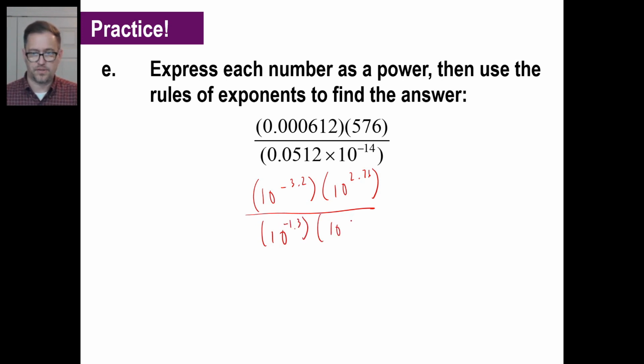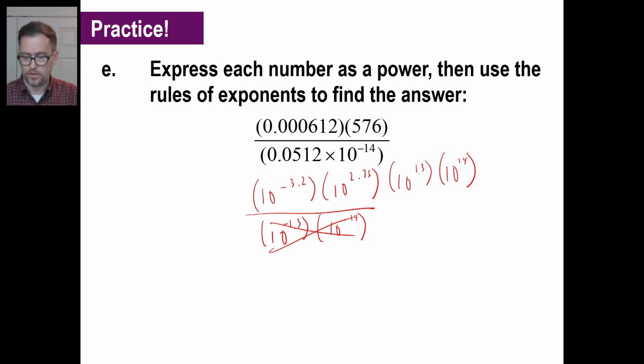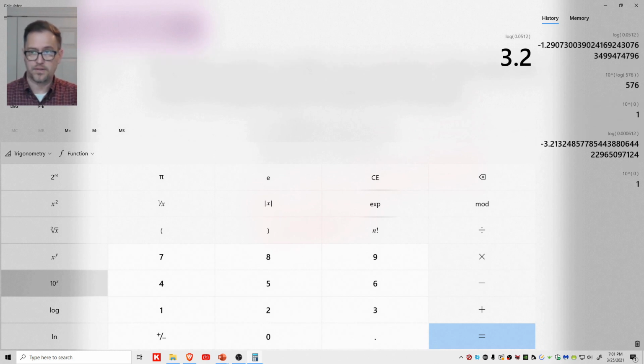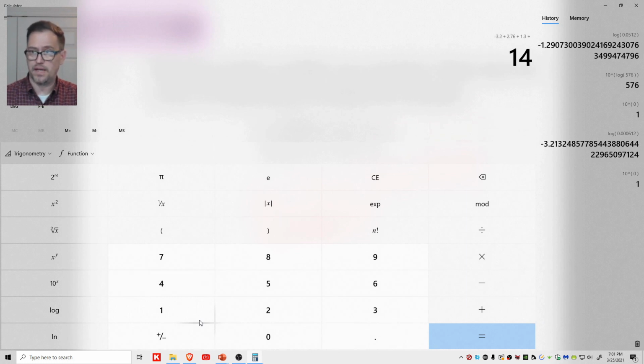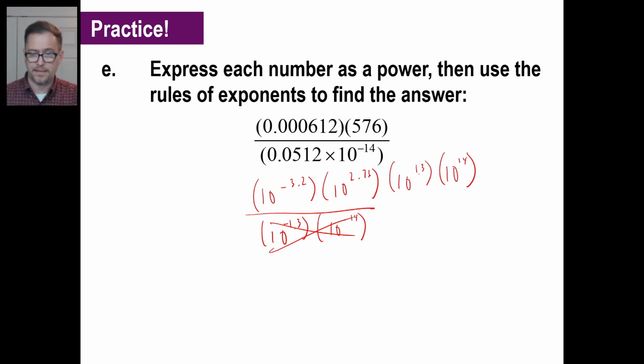We already have this as 10 to the negative 14, we can just leave it. Okay, so these both come up, and that's going to become 10 to the positive 1.3, and then 10 to the positive 14, so these go away. Now all we need to do is add negative 3.2 plus 2.76 plus 1.3 plus 14, and that's the power that the entire thing will be to. So negative 3.2 plus 2.76 plus 1.3 plus 14, and there we go, 14.86, okay?